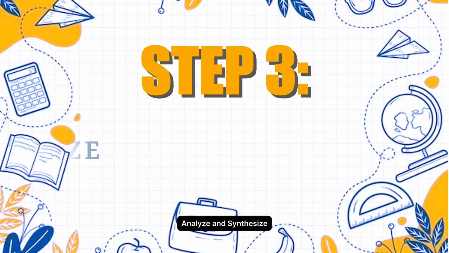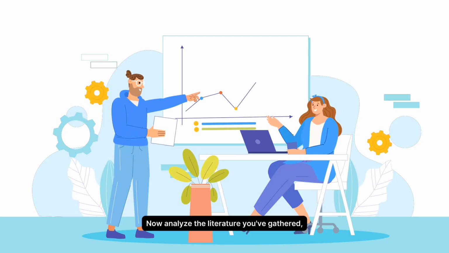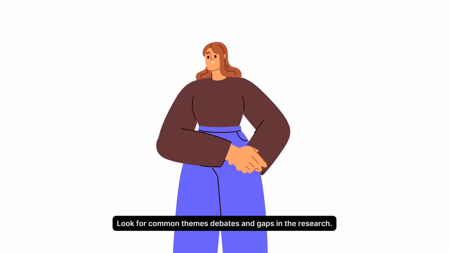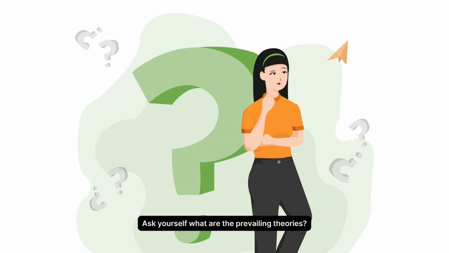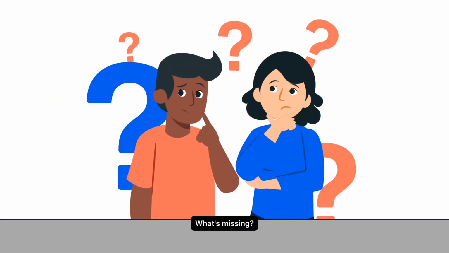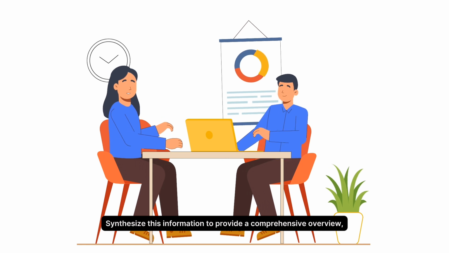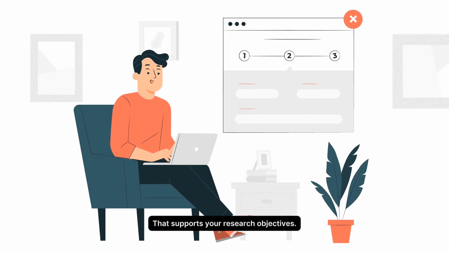Step 3. Analyze and synthesize. Now, analyze the literature you've gathered. Look for common themes, debates, and gaps in the research. Ask yourself, what are the prevailing theories? Where do studies agree or disagree? What's missing? Synthesize this information to provide a comprehensive overview that supports your research objectives.